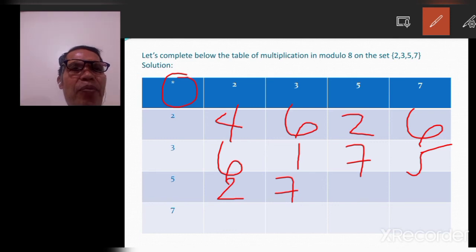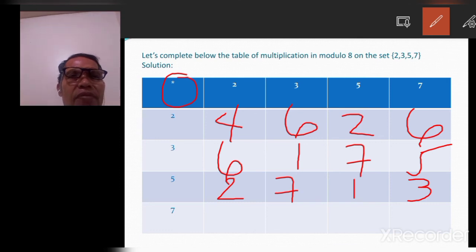Okay, next, 5 times 5. 5 blue times 5 white is 25. 25 divided by 8 is 3. 3 times 8 is 24. 25 minus 24 is 1. Next, 5 blue times 7 white is 35. 35 divided by 8 is 4. 4 times 8 is 32. 35 minus 32 is 3.